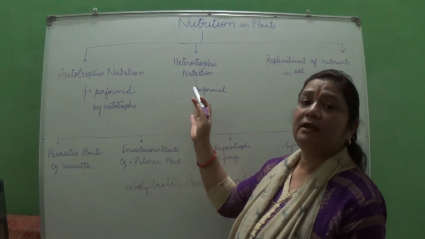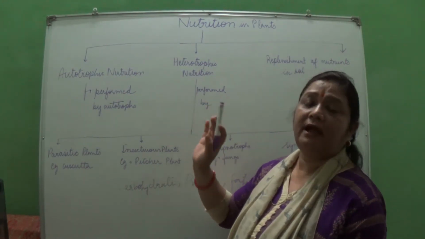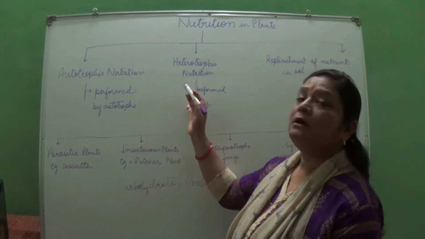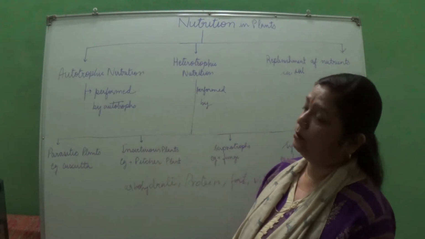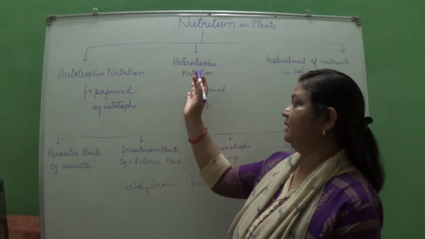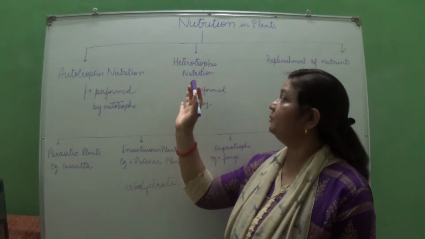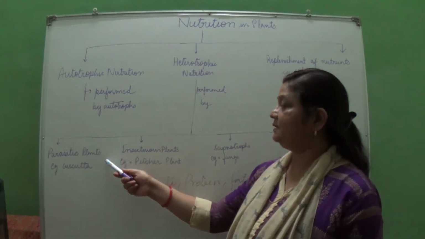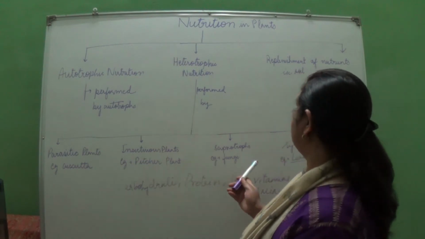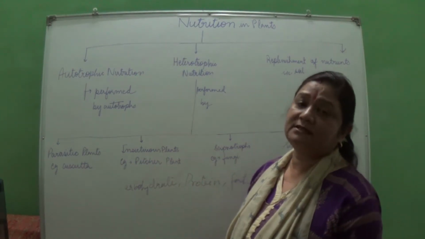And then comes heterotrophic nutrition. Here they don't have chlorophyll, and as a result they can't prepare their own food. This heterotrophic mode of nutrition is carried out by different types of plants: the parasitic plants, insectivorous plants, saprotrophs, and the last is the symbiotic.